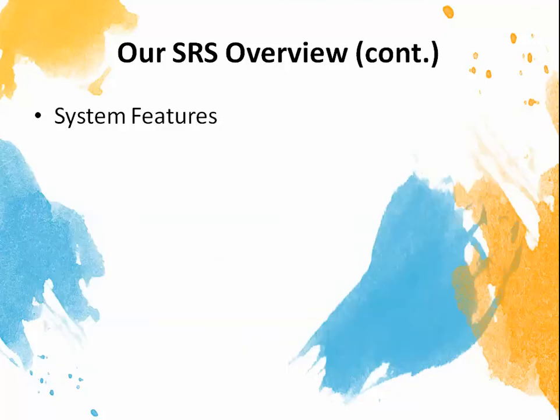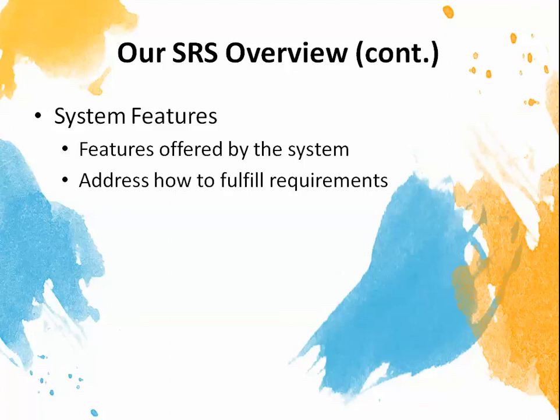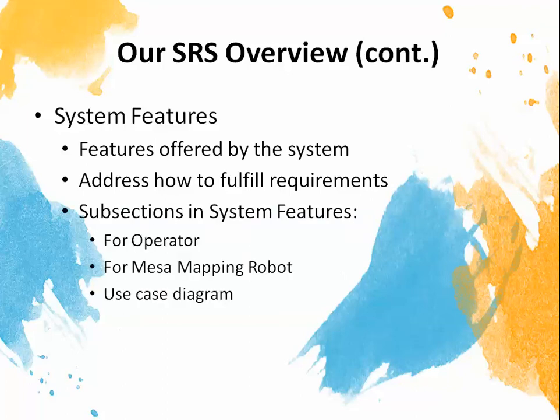So next up is system features, the main section in the SRS. These are the features that will be built into the software system itself, and it addresses how the software fulfills the user requirements mentioned earlier. And similar to user requirements, we also divided the system features into categories, depending on what the features had in common. For this project, one category was features related to the operator's GUI, and the other category was the robot itself, and lastly we put a use case diagram which shows both entities working together.